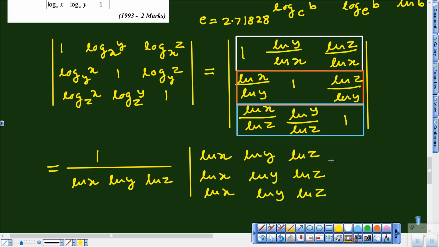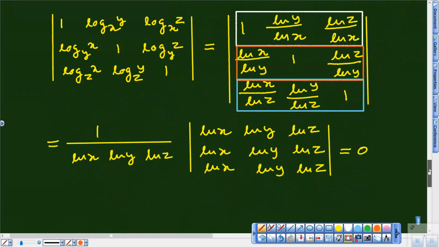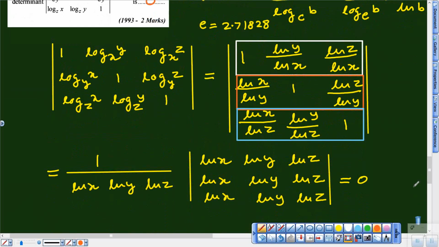Now you know that if any two rows or any two columns are identical, then the value of the determinant vanishes. Here all three rows are identical, so it has all the more reason to vanish, and thus the answer is 0. And that completes the discussion of this question.